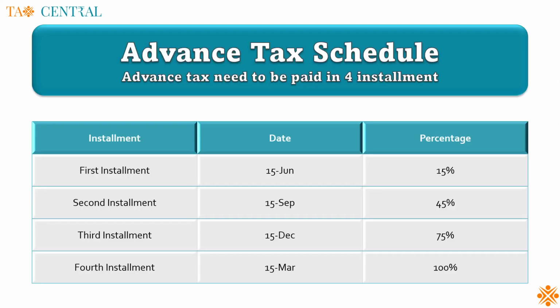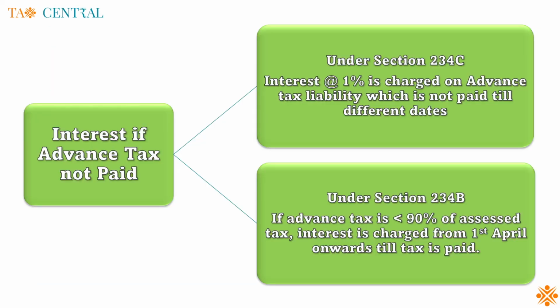A person is liable to pay advance tax if his tax liability is $10,000 or more. If a person fails to pay advance tax or delays the payment of tax, then he is liable to pay penalty and interest as defined in income tax law. So, not only do we have to pay advance tax on time, we also have to estimate our tax liability for advance tax close to our actual tax liability to avoid interest payment.